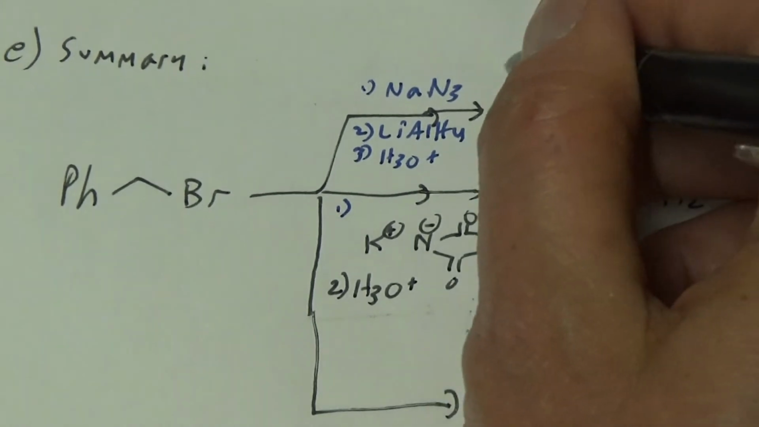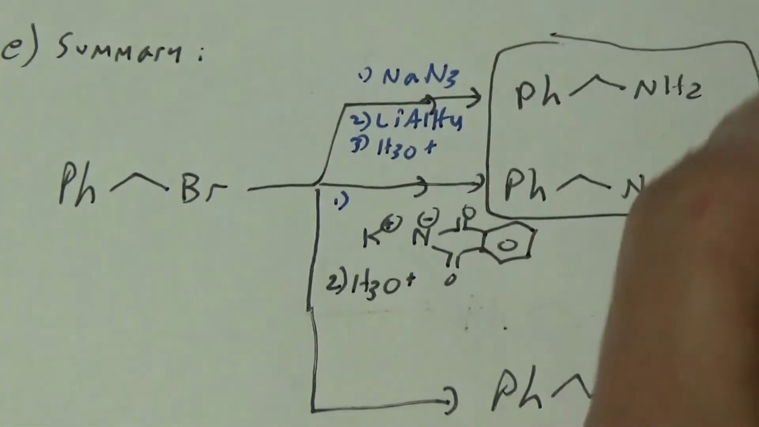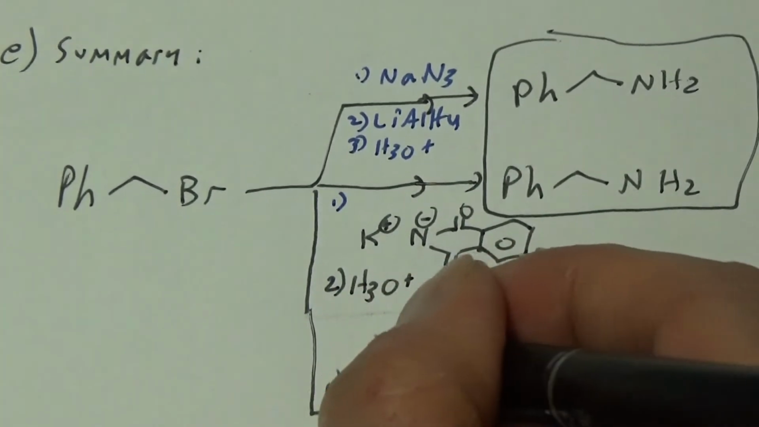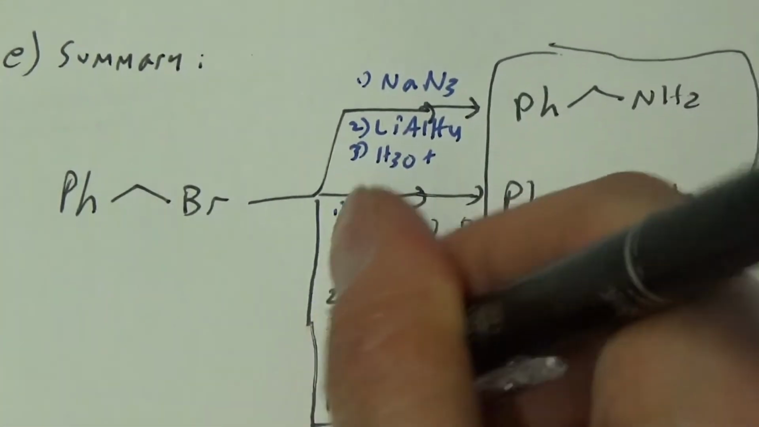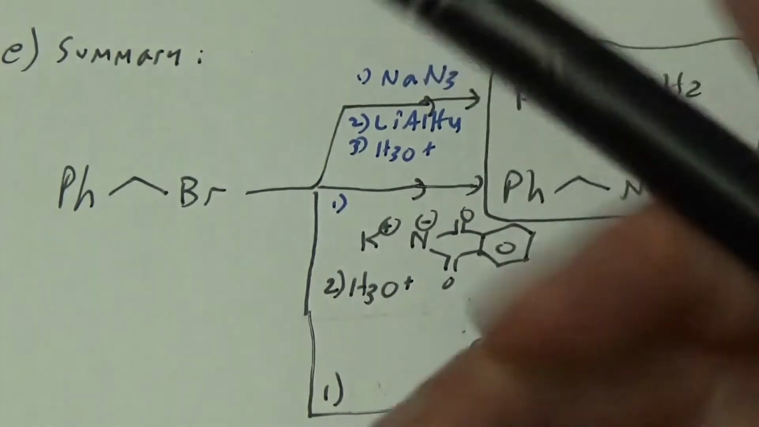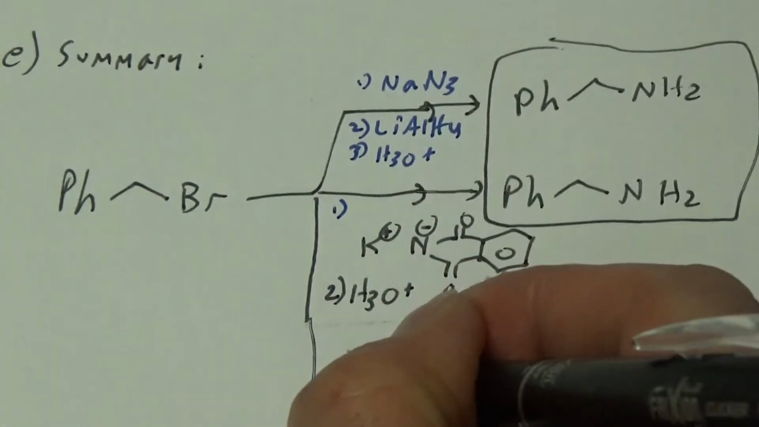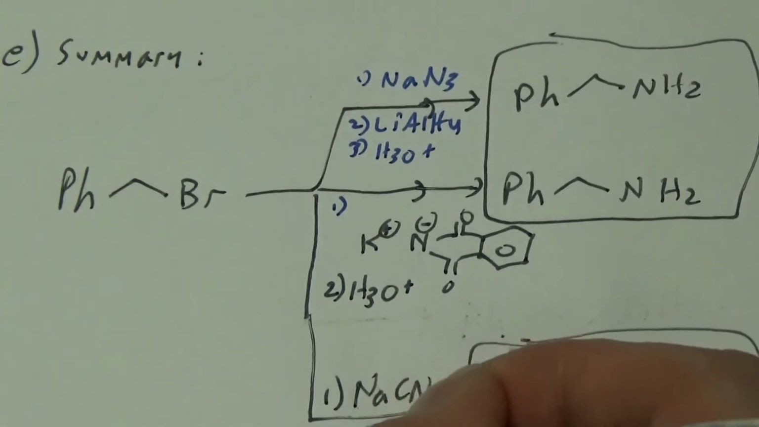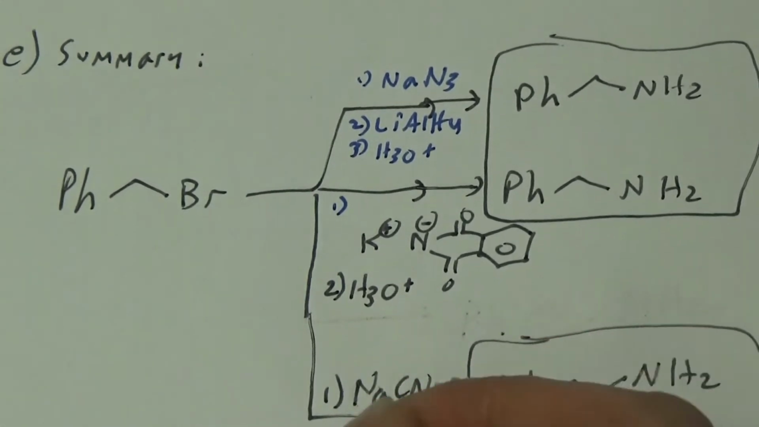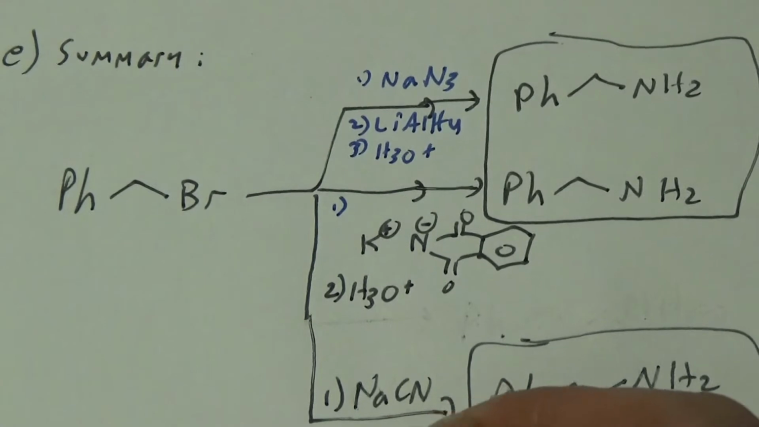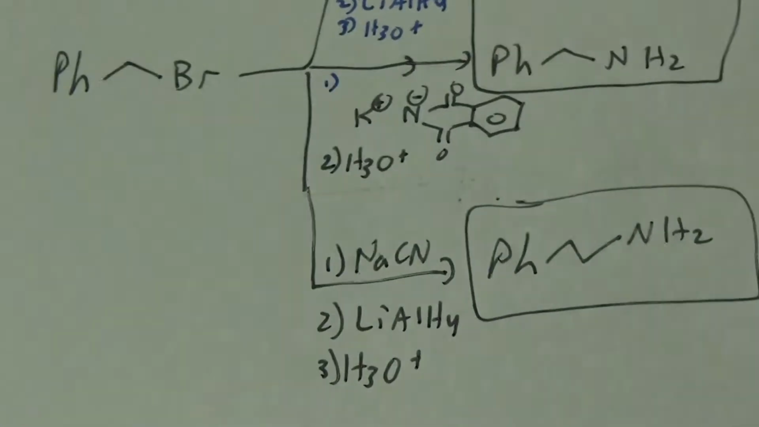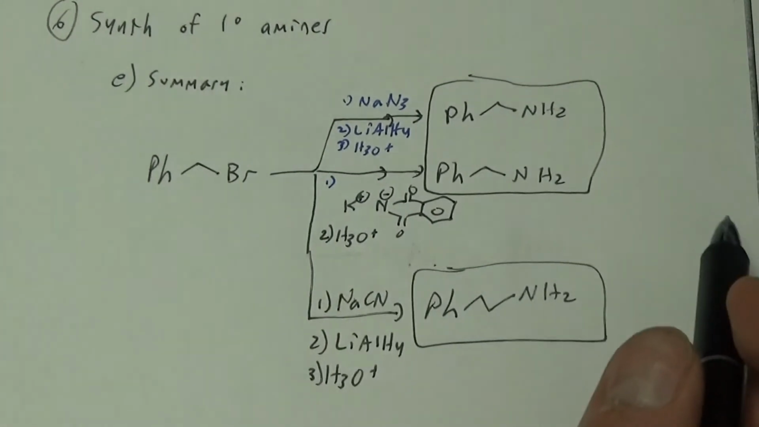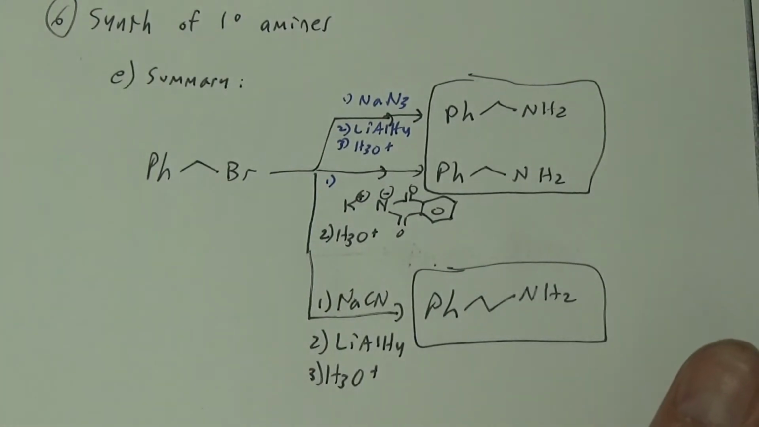So these are one result, and this is the other result, and the third one is basically NaCN to make a nitrile, then lithium aluminum hydride, and you need an acid workup with H3O plus. So that was a little summary of those different methods that we just learned.